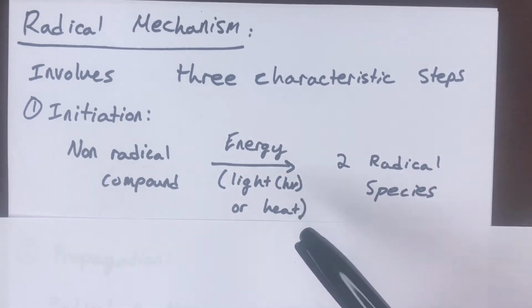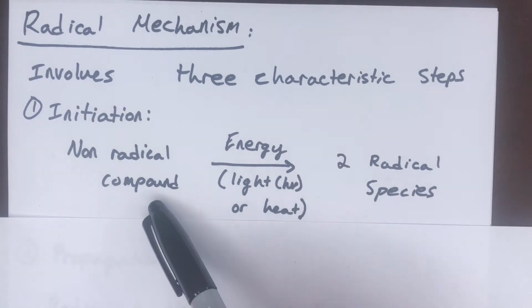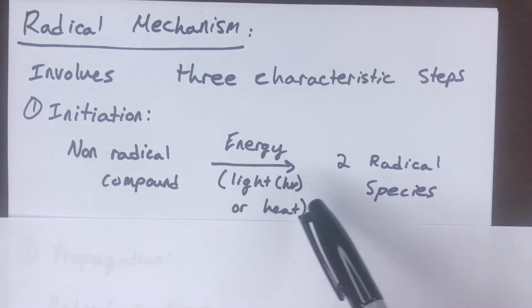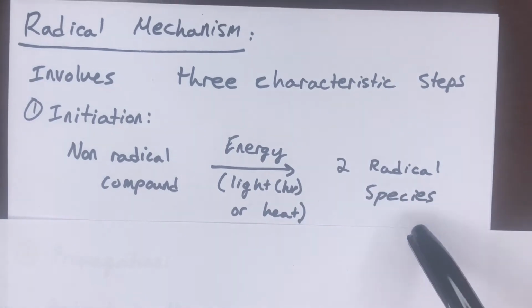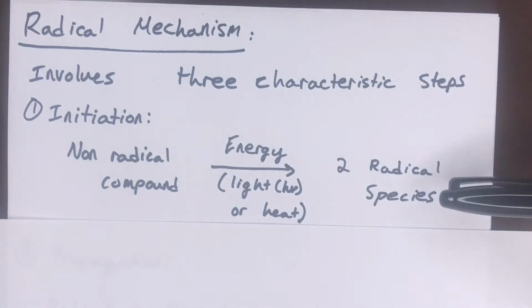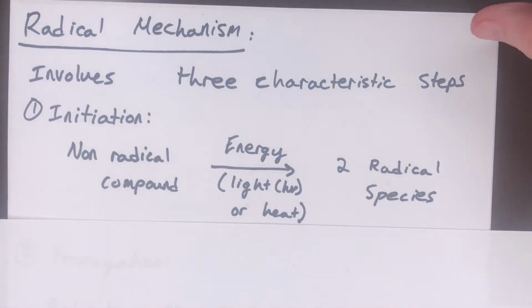This causes a homolytic cleavage of your non-radical compound. For instance, Br2 could homolytically cleave, and that will make two radical species. This is the initiation step because the whole mechanism requires radical species. So this initiates the entire mechanism by making the radical species.